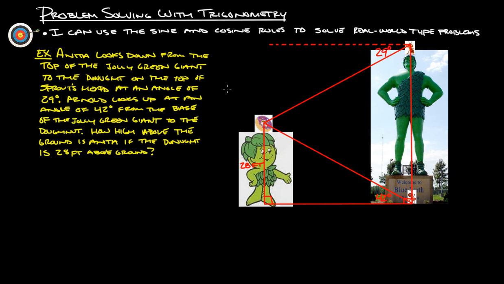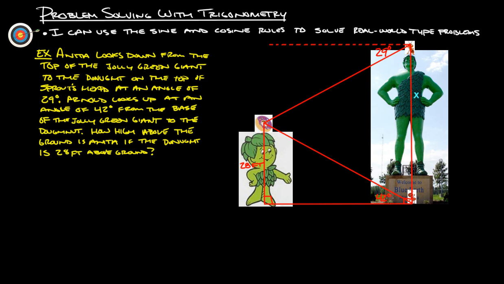Okay. And then it says that Arnold is looking up at an angle of 42 degrees. And we know that the donut is 28 feet off of the ground. So we're trying to figure out how high is Anita off the ground. So really what we're trying to figure out is this length from here to here. Let's see what we can figure out. We know that's 28, that's 42.